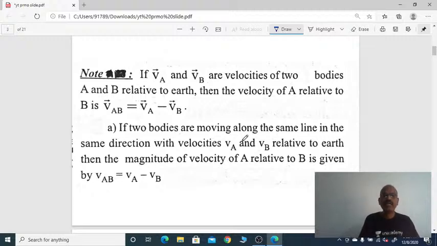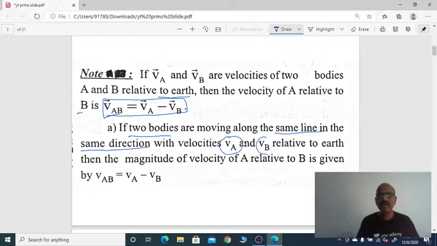If VA and VB are the velocity of two bodies relative to Earth, then what is the velocity of A relative to B? VAB equal to VA minus VB. This is if the two bodies move in the same line, same direction, with the velocities VA and VB relative to Earth. What is the magnitude of velocity of A relative to B if they move in the same direction? Then this is velocity of A with respect to B, VA minus VB.